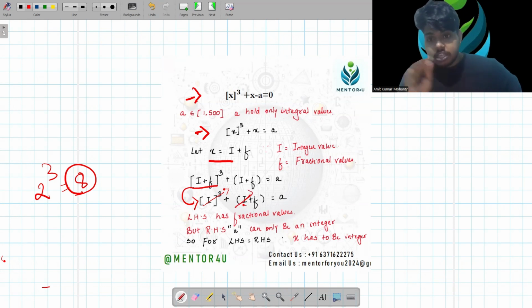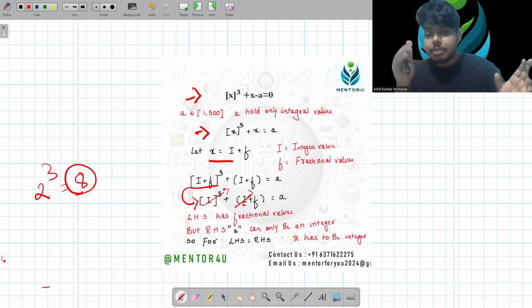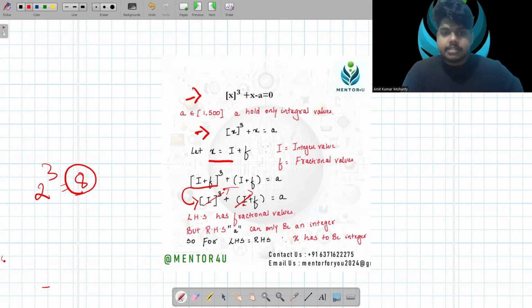So for this equation to be integral on both the right hand side and the left hand side, the fractional part needs to be 0. Clear? I hope you are able to understand why the fractional part will be 0. The right hand side is only integral values, so the left hand side should also be only integer values. Because there is a fractional part on the left hand side, it has to be 0 so that the left hand side can be equal to the right hand side. It is written also here. Yes. So now using this information, let's try to solve this particular question.